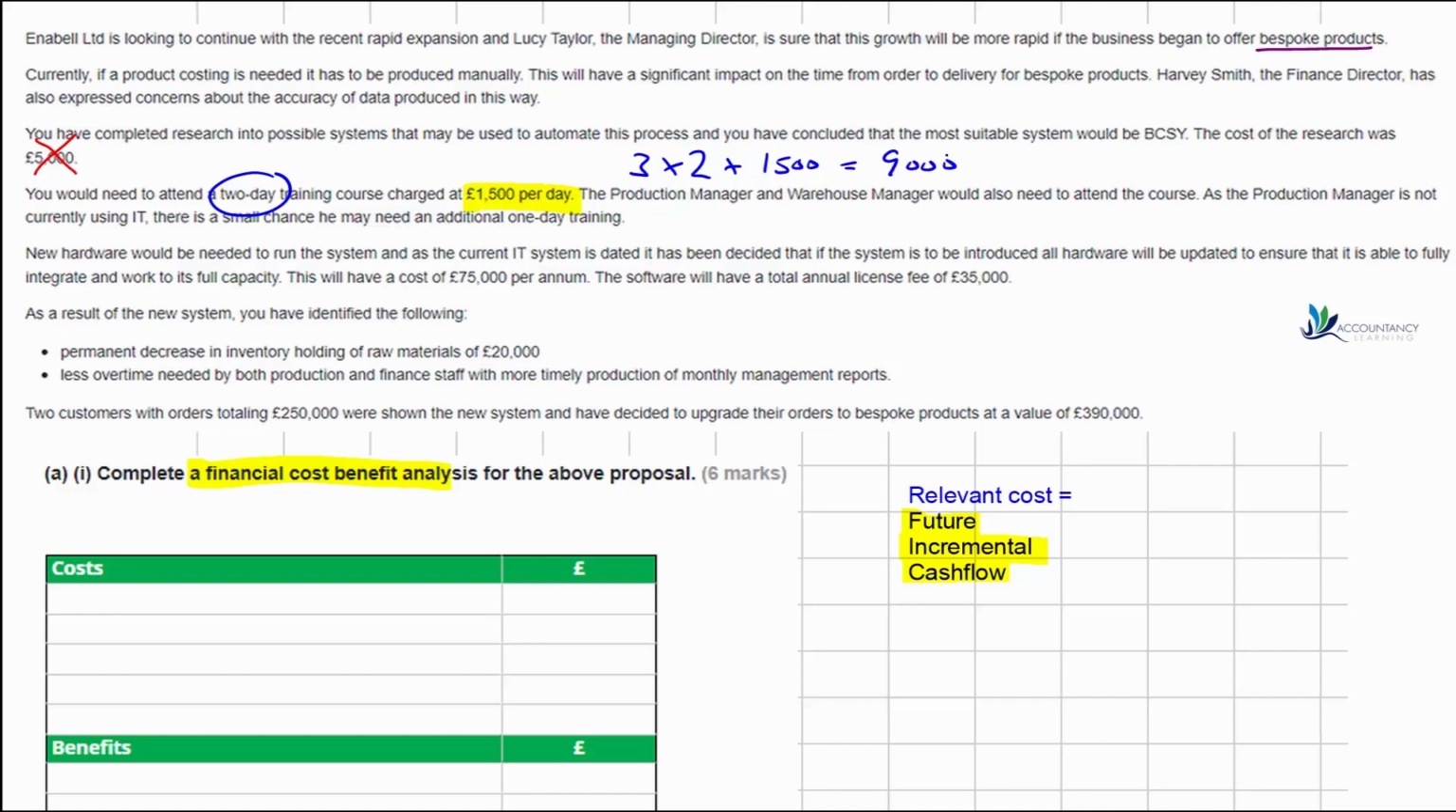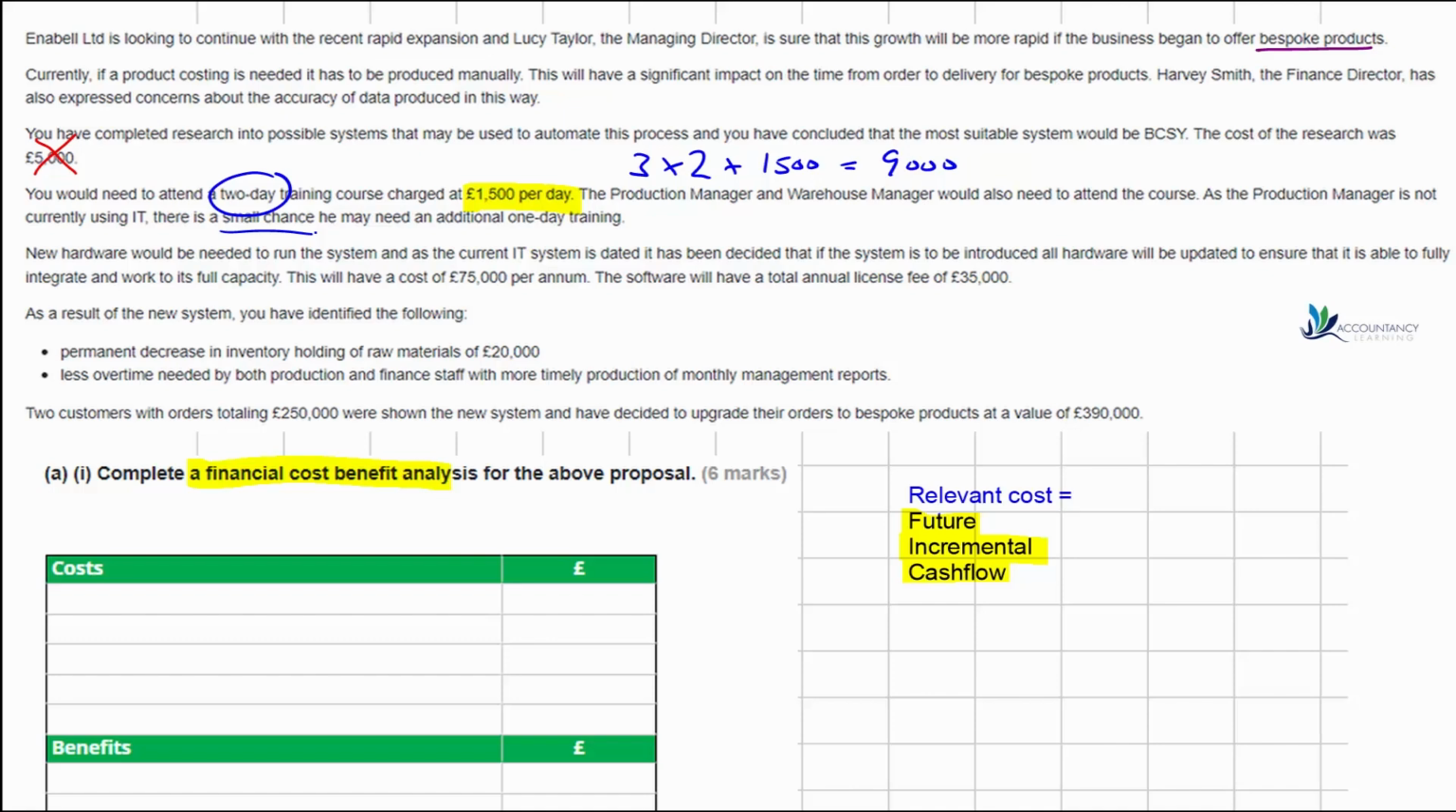And it tells us, as the production manager is not currently using IT, there is a small chance he may need an additional 1-day training. Well, given that it's a small chance, that's our hint that the examiner wants us to ignore that in our cost-benefit analysis. Now, in the real world, you might choose to include that to be a bit more prudent, but in terms of this AAT assessment, it's suggesting that we can ignore it.